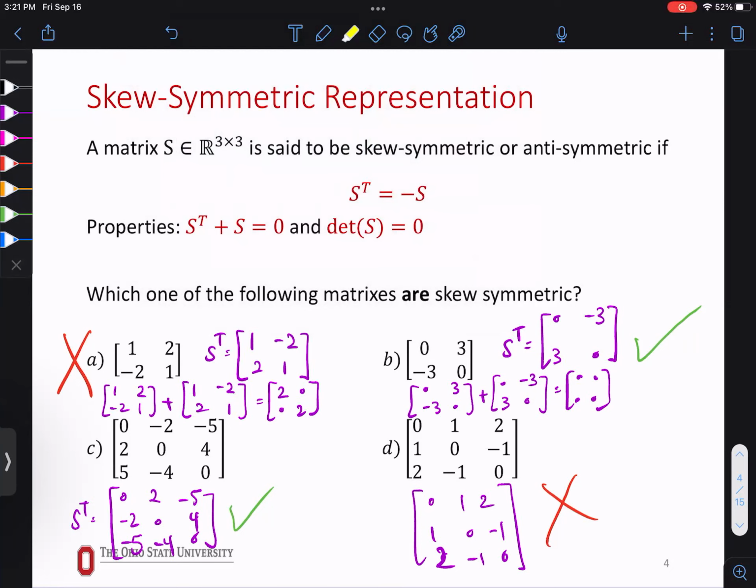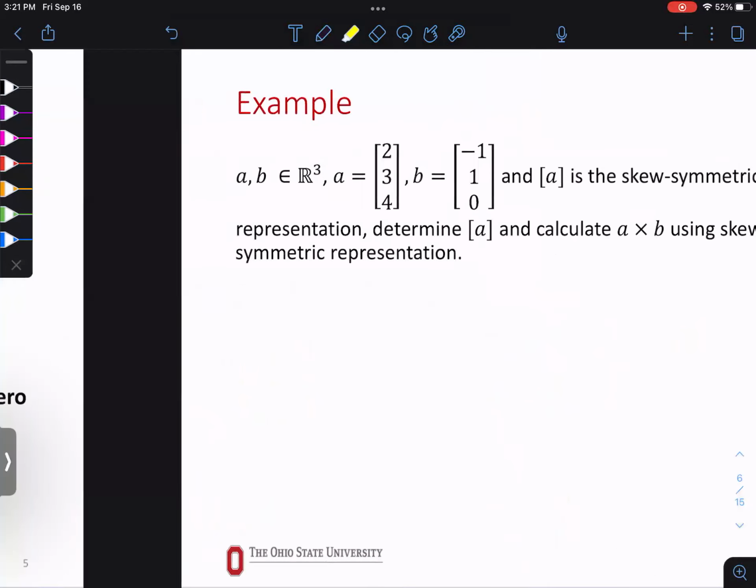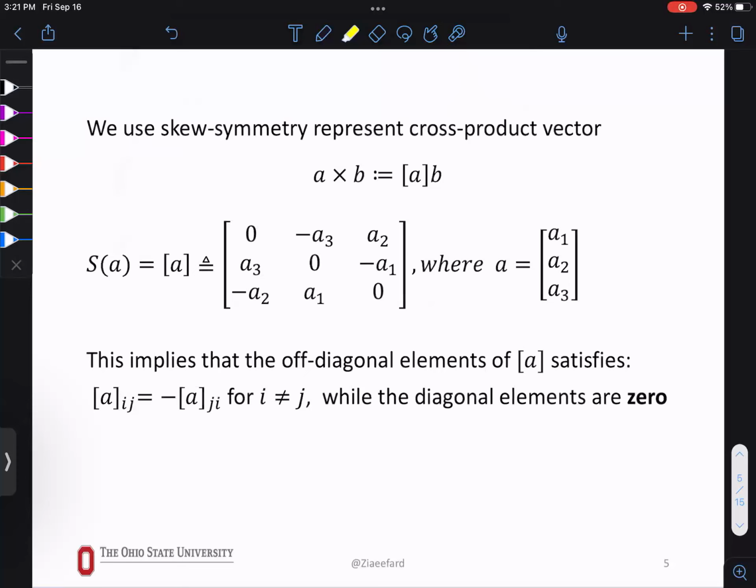All right, so for this symmetric, hopefully you have looked at the 3 by 3: the diagonal elements are 0 and the off diagonal are not 0, but they are opposite in sign, right? So this is the form of a skew symmetric.